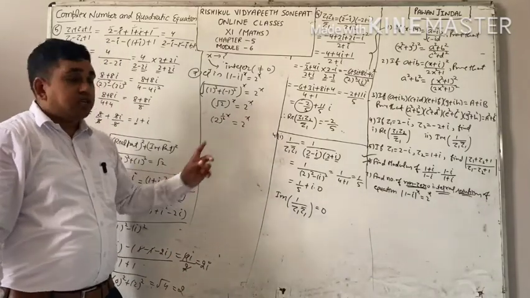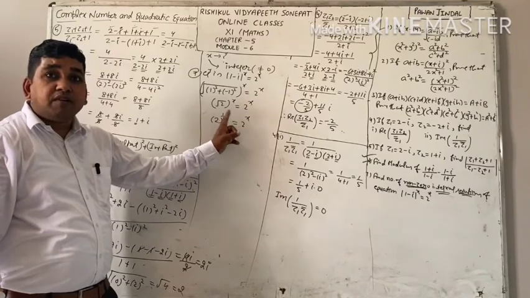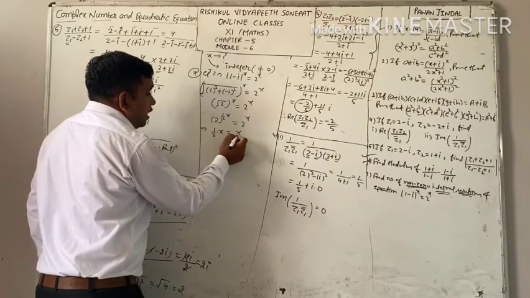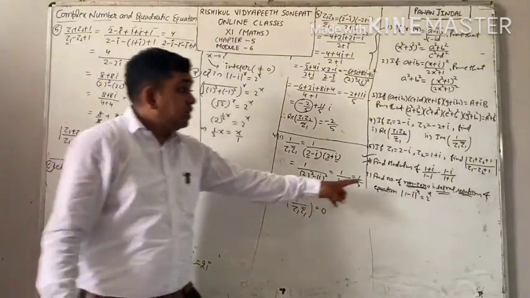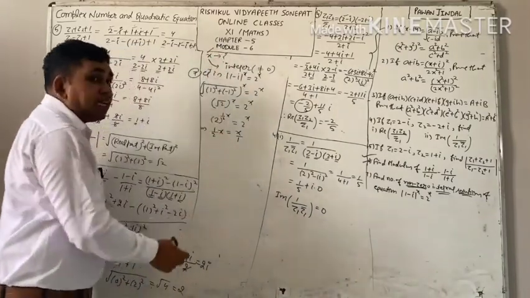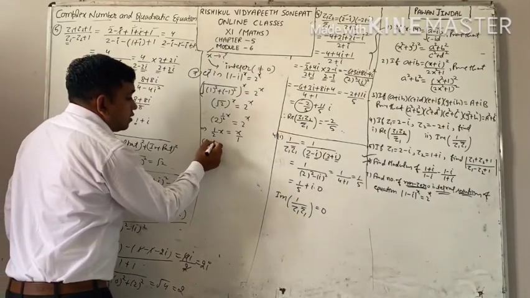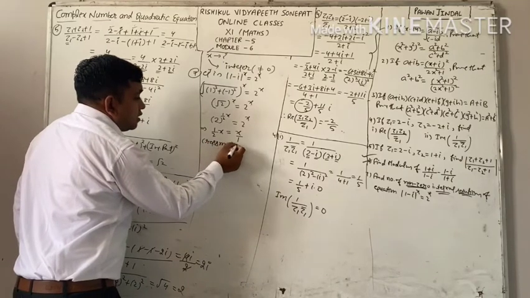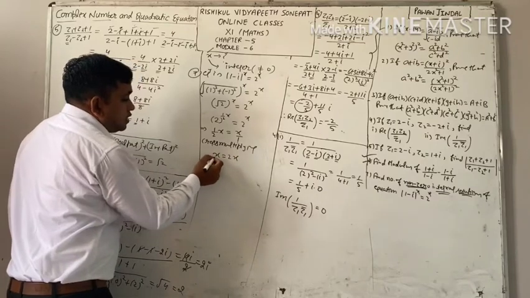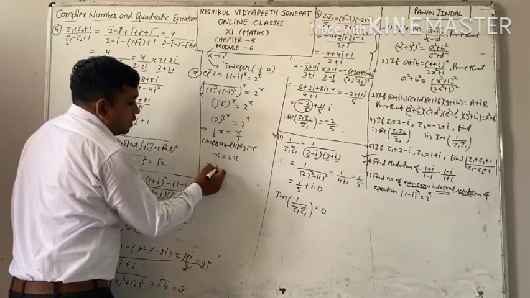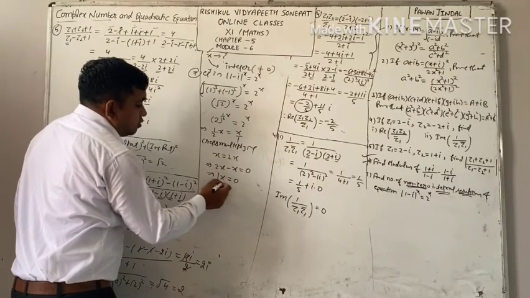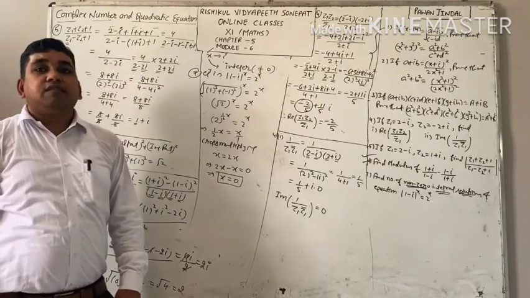Now equating both sides. The base is the same. The powers will also be the same. This implies half x equal to x. And remember one thing: here we have to find the solution. Solution means we have to find the value of x. Cross multiply. See what you will get. x equal to 2x. Shift this x to the other side. This implies 2x minus x equal to 0. This implies x equal to 0. It means our solution is x equal to 0.